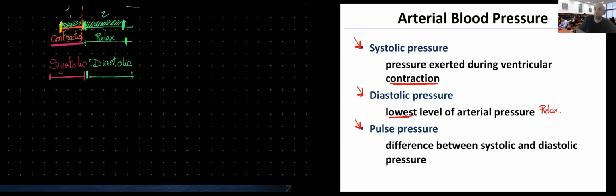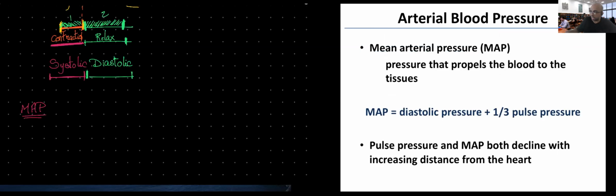So I can't just consider systolic. I can't just consider diastolic. I can't even consider only the difference between the two. I want something to give me an idea about the average blood pressure present all the time in my arteries. So in this study we're going to consider something that we call the mean arterial pressure. What is the mean arterial? Mean means it's the average pressure.